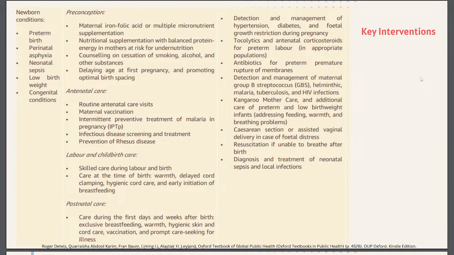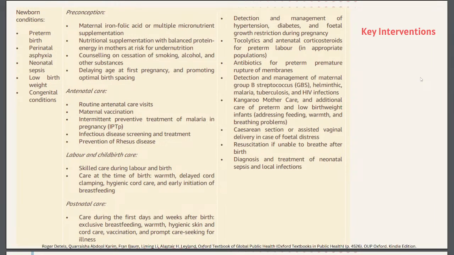Second is multiple micronutrient supplementation, obviously to the mother. A healthy mother is likely to give birth to a healthy child. That is what we have been saying and believing, and that is why whenever we talk about child health, you have to talk about maternal health, and maternal health is going to determine child health. Then, in the preconception period, nutritional supplementation with balanced protein energy for mothers at risk of undernutrition. What the mother has in the preconception period is going to determine the survival chances of that child.